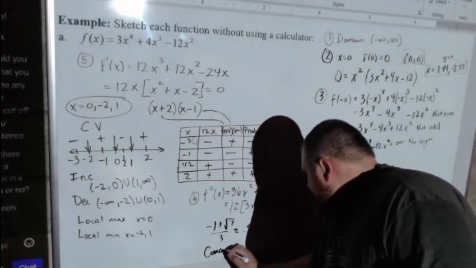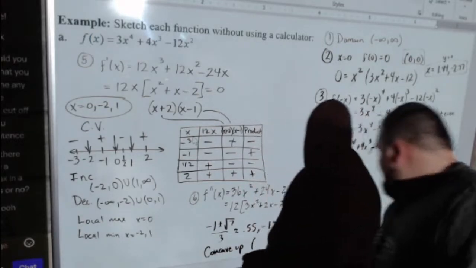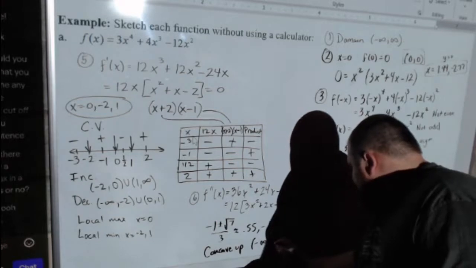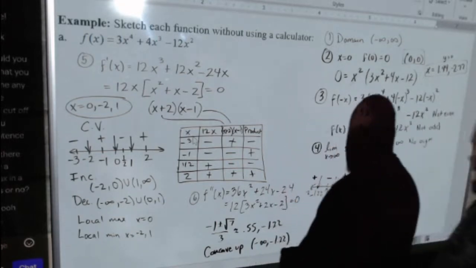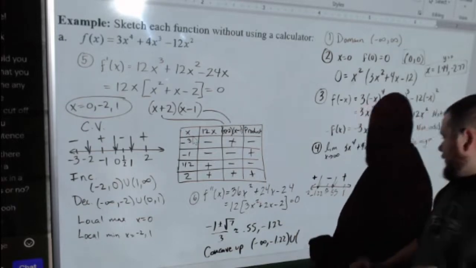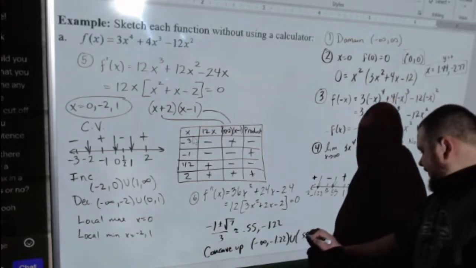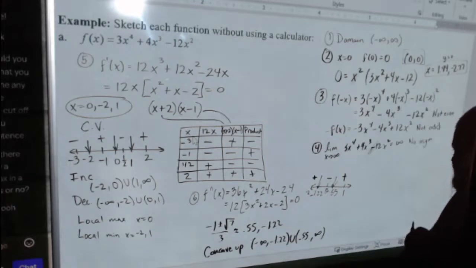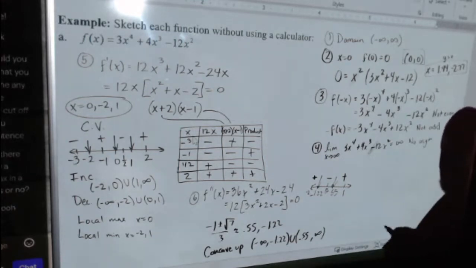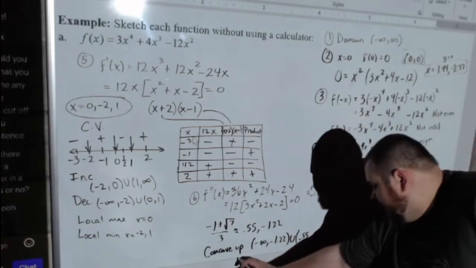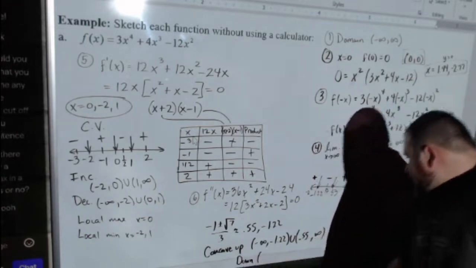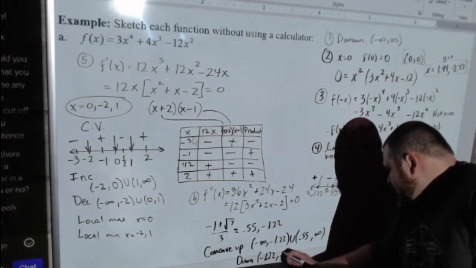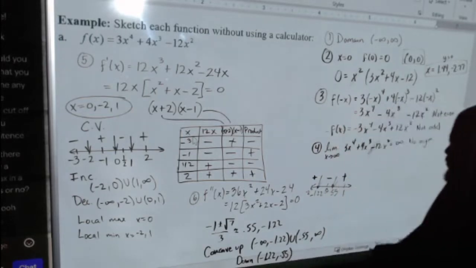So concave up. So this is from minus infinity to minus 1.22, and from 0.55 to infinity, and then finally concave down between those 2 points. Whew, okay.